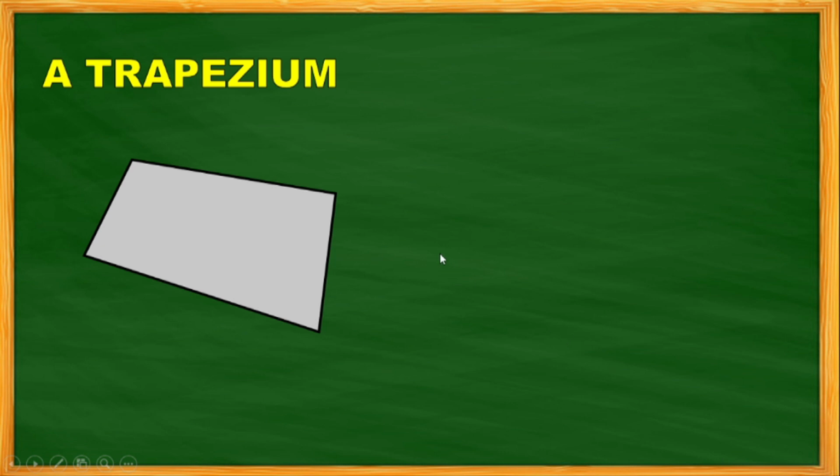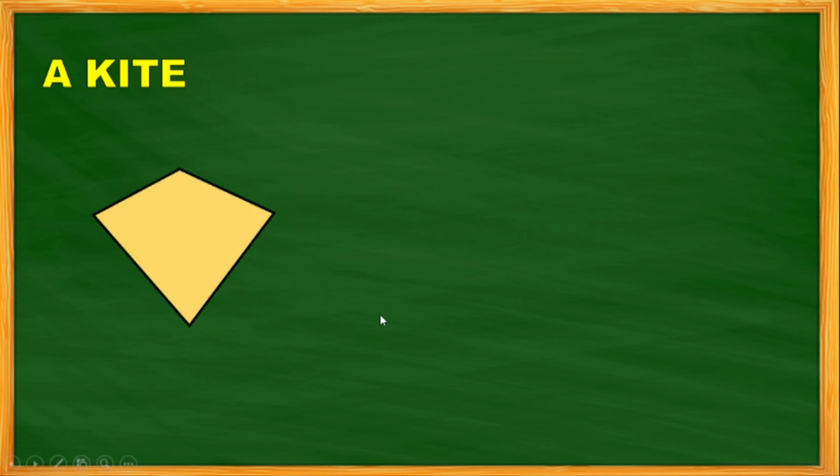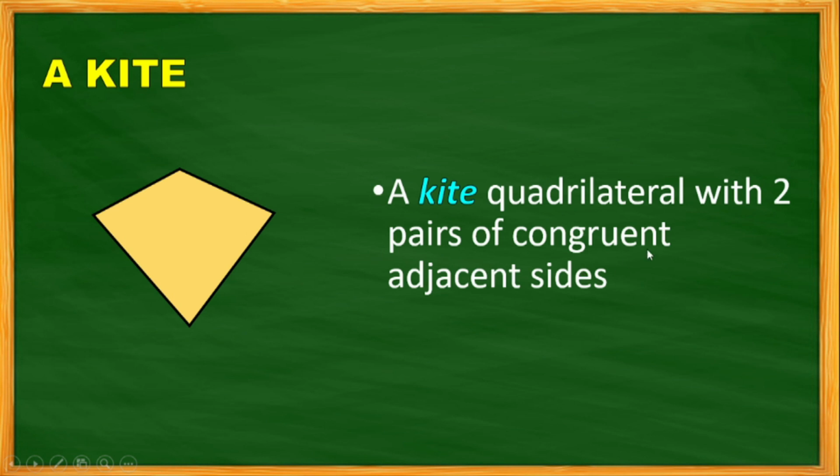And now let's proceed to trapezium. A trapezium is a quadrilateral without a parallel side. As you can see, the trapezium has no parallel sides, because this one is not parallel to this one, and this one is not parallel to this one. So we can say this one is a trapezium. And a kite. A kite is a quadrilateral with 2 pairs of congruent adjacent sides. So this would be an adjacent side.